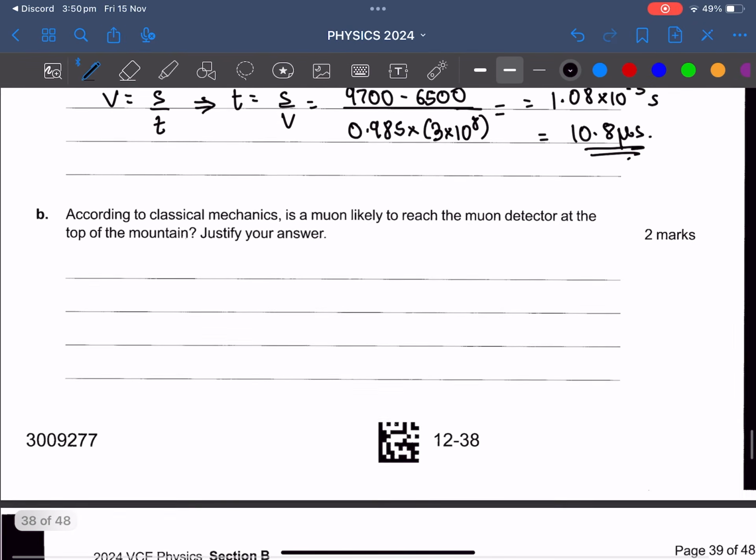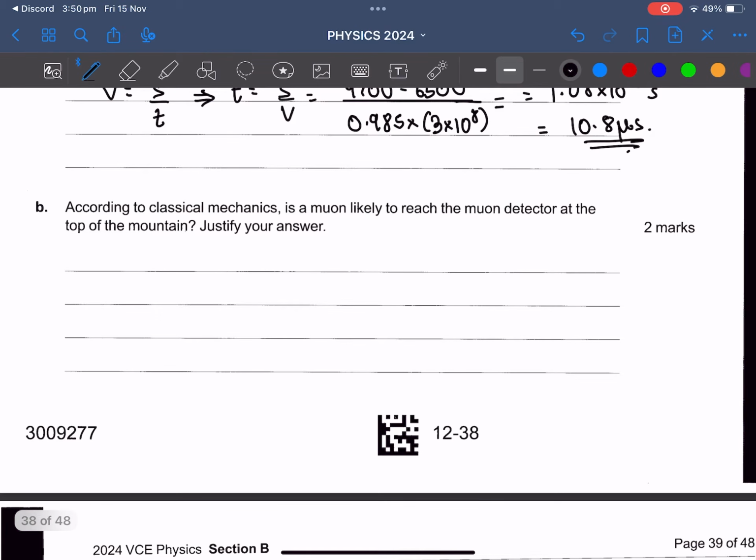According to classical mechanics, is a muon likely to reach the muon detector on top of the mountain? Justify your answer.